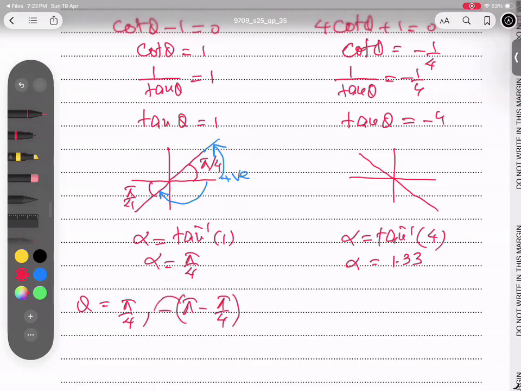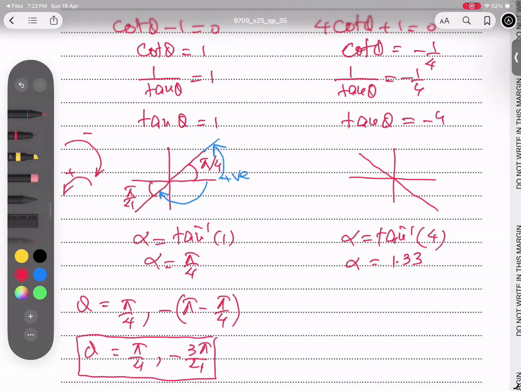Why is it negative outside? We go clockwise, because the rule is anti-clockwise. Clockwise we take negative and anti-clockwise we take positive. This is the rule. That is why I kept the negative sign outside. So we are getting here pi by 4 and here we get negative 3 pi by 4. So these two answers are confirmed.